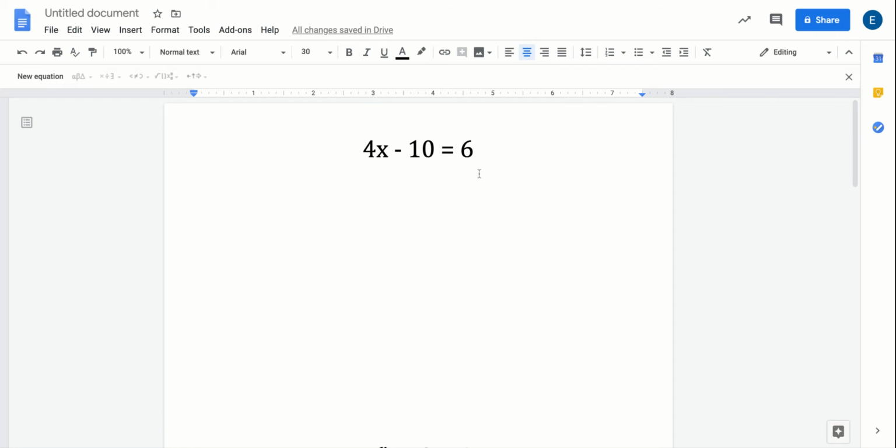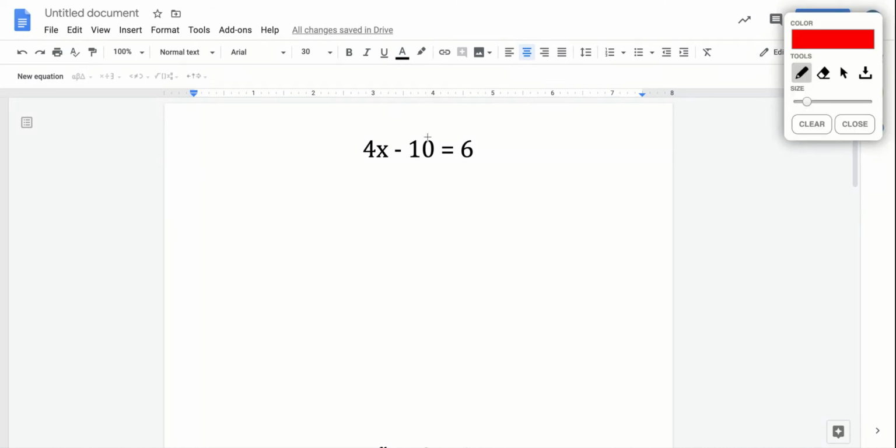Okay, so we are moving on to practicing more of our two-step equations. So I want you to take a look at this equation right here. This is 4x minus 10 equals 6. So I'm just going to do a couple practice problems to help us remember how to do this before you go and work on today's assignment.